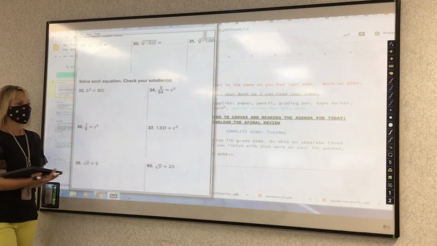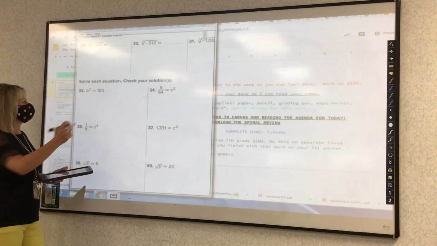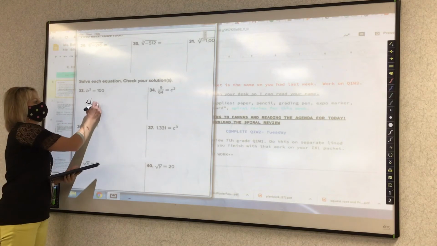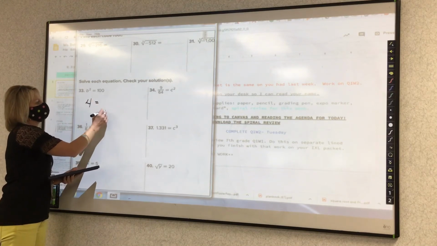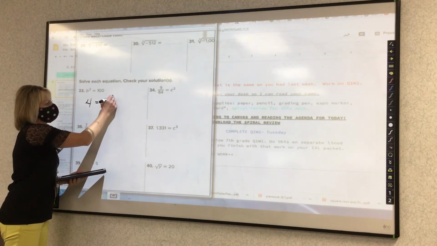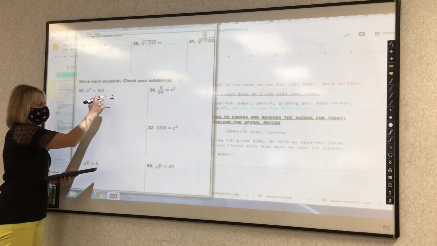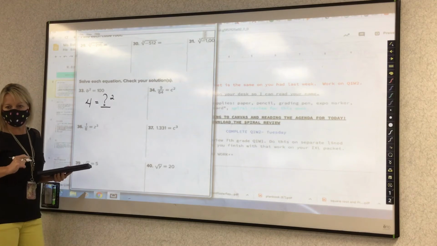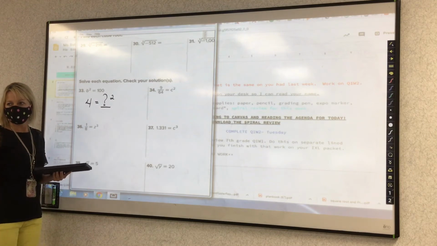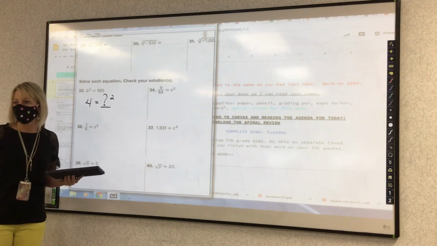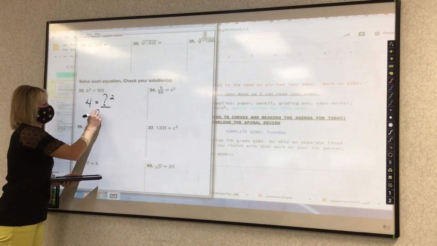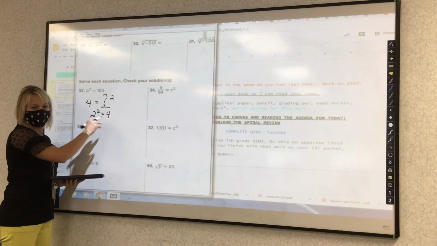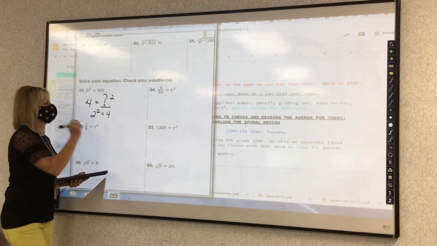What I want you to write is, if I have the number 4, and I want to know what something squared equals. So what number squared gives me the answer of 4? 2. Because 2 squared equals 4, because 2 times 2 is 4. Okay?